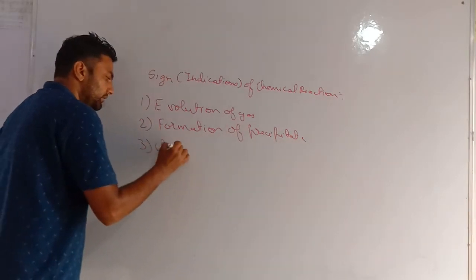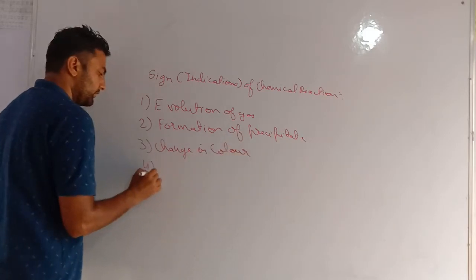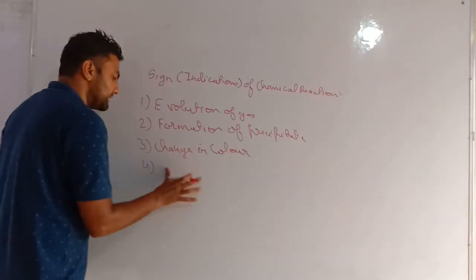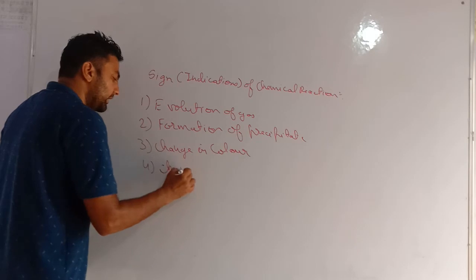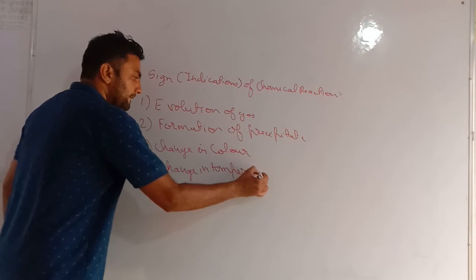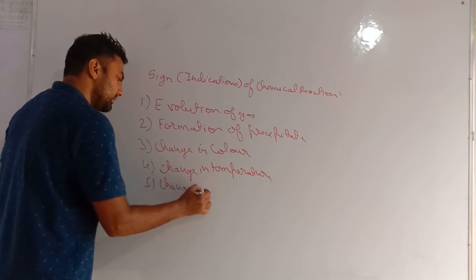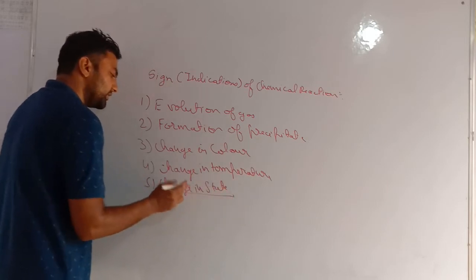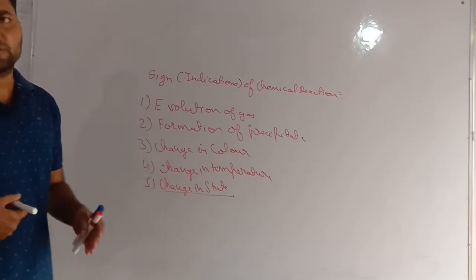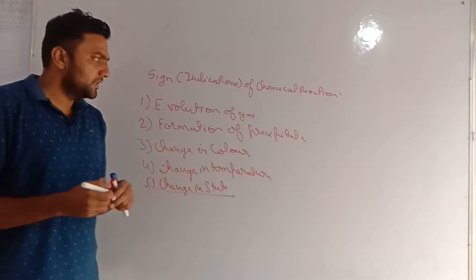Third is change in color. Fourth is heat, rise or decrease in temperature. I can say in a single word, change in temperature. And fifth one is change in state. See my dear students, this fifth property is not a perfect or proper hint because change in state also takes place when ice melts. That is a physical change, not a chemical change.